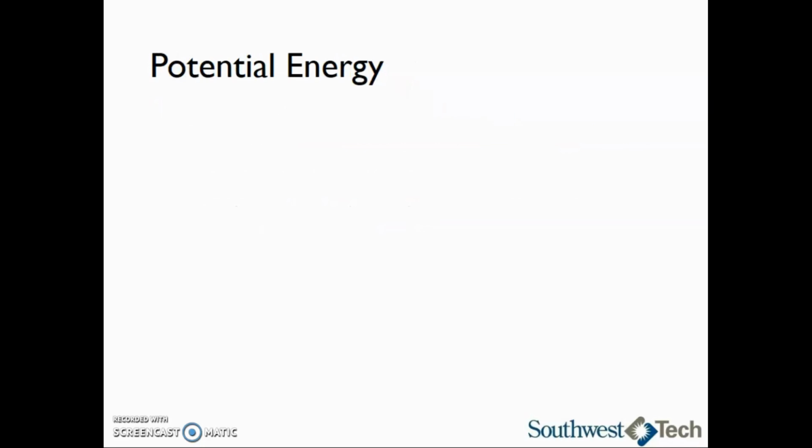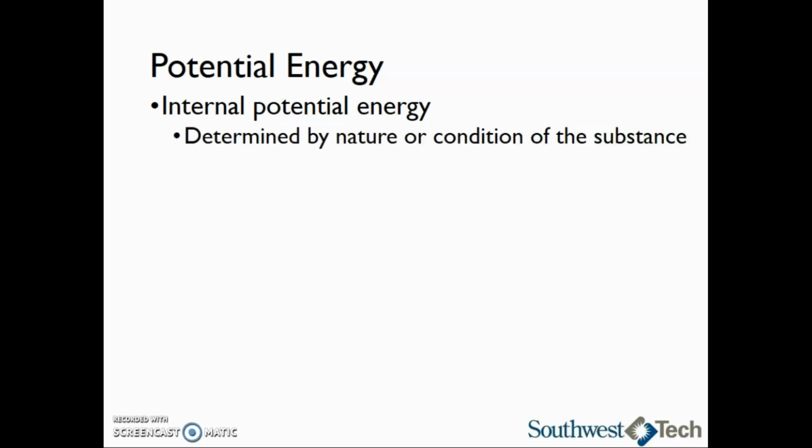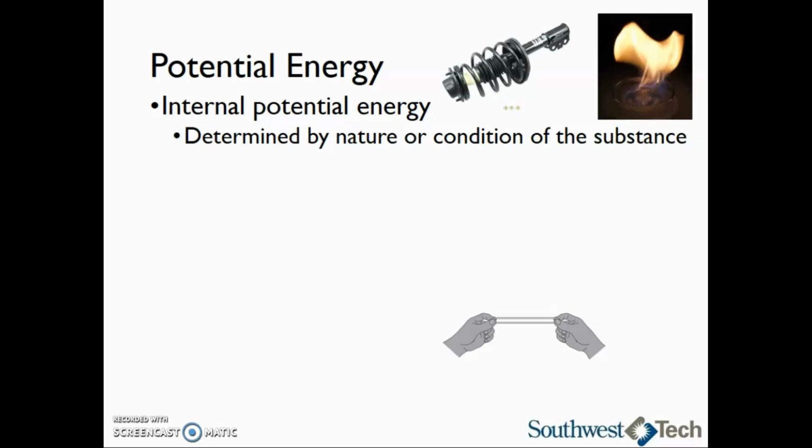Looking a little bit closer at potential energy, there are actually several different forms of potential energy. There is internal potential energy, which is determined by the nature or condition of the substance. Some examples of internal potential energy might be a compressed spring. There's a lot of energy just waiting to be released if you let go of the spring. A stretched rubber band also has a good deal of internal potential energy. Another example would be gasoline. By itself, gasoline doesn't do much, but if you hold a match to some gasoline, it goes up in flames.